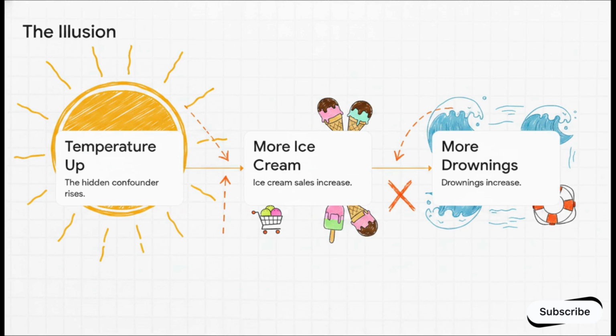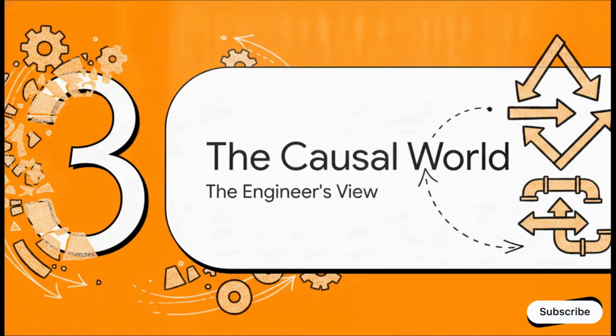It completely misses the underlying reality. It misses the temperature, which is the true hidden confounder here. The rising summer heat causes both the ice cream sales to spike and more people to go swimming, which sadly leads to more drownings. And that brings us to section 3, entering the causal world.